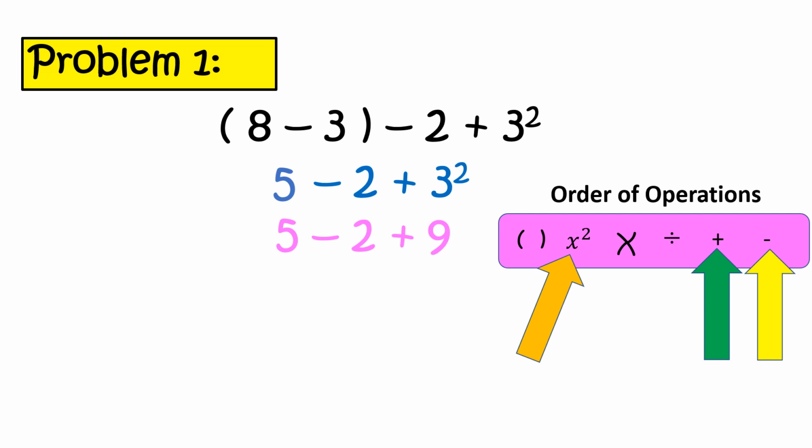Starting from the left, 5 minus 2 equals 3. Moving to the right, plus 9. Now, focus on the red numbers. 9 plus 3 equals 12. So, there you have it.